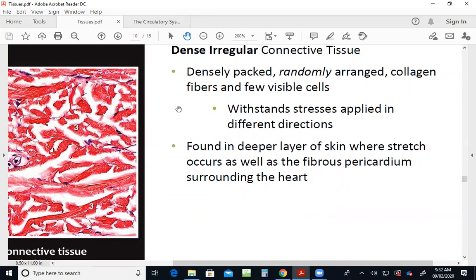It's found in the deeper layer of the skin, what we call our dermis, to enable our skin to stretch a little bit, but also to still be strong and prevent skin from ripping. It's also found in the pericardium that surrounds our heart, that membrane that we talked a little bit about previously.